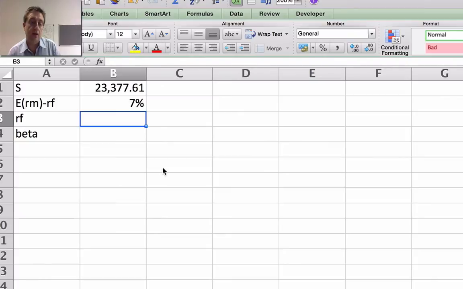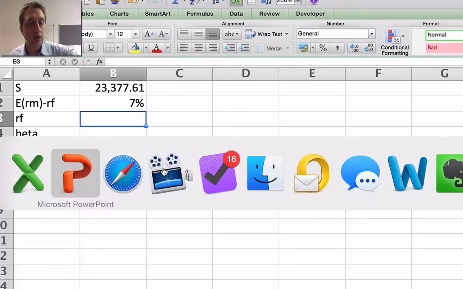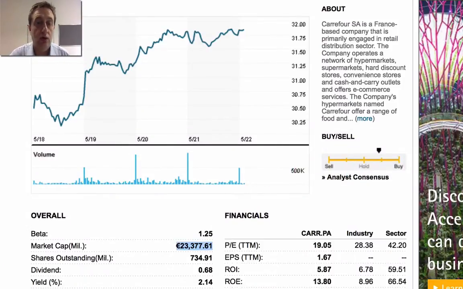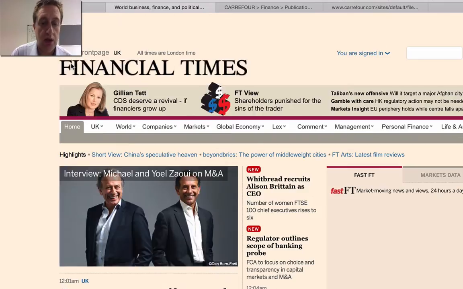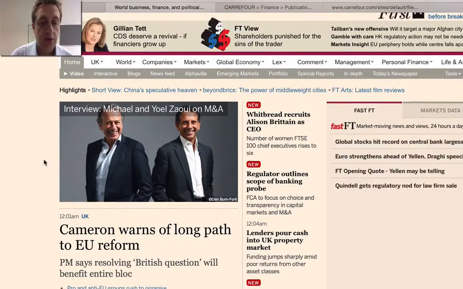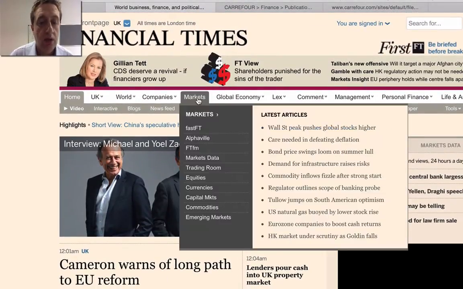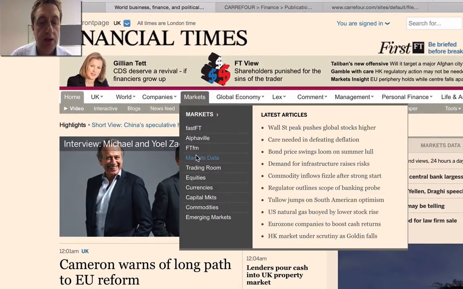Now, to find RF, when you're looking to find the weighted average cost of capital of a company, you want to match the risk-free rate with the normal investment period of a company, and for that I would say the 10-year rate, and you find that in ft.com. So if I go to ft.com, now let me just take you to the front page. There's the ft.com. I'm going to click on markets and then markets data.